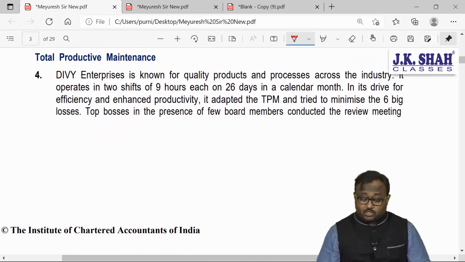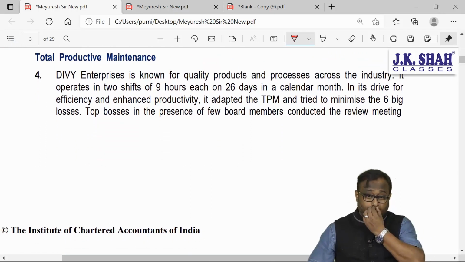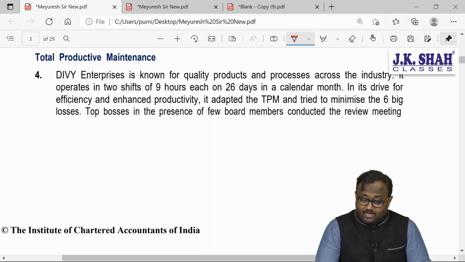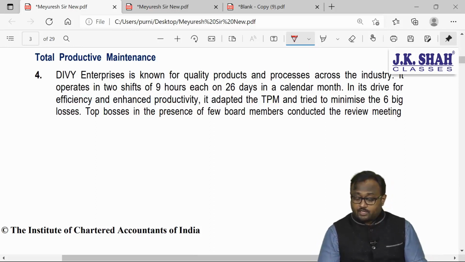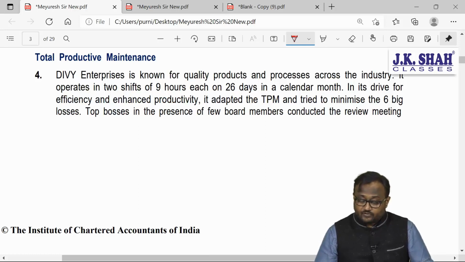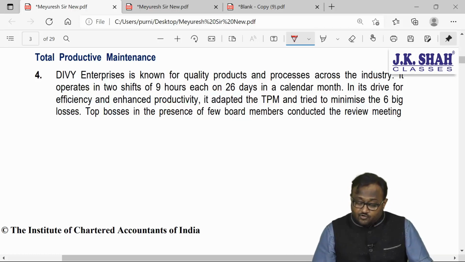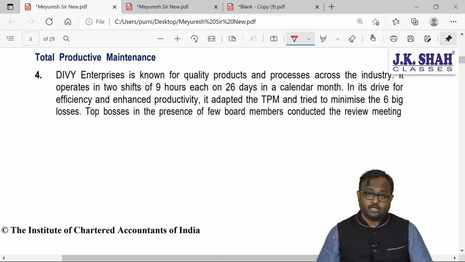Next question is on total productive maintenance. DV Enterprises is known for quality products and processes across the industry. It operates in 2 shifts of 9 hours each on 26 days in a calendar month. In its drive for efficiency and enhanced productivity, it adopted TPM and tried to minimize the 6 big losses. Top bosses, in the presence of few board members, conducted a review meeting.